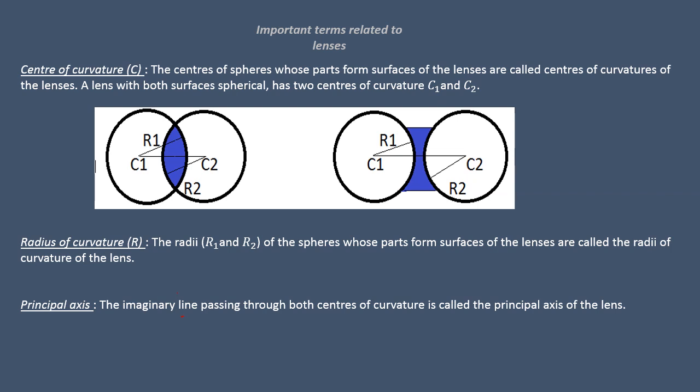But here we can define the principal axis as the imaginary line that passes through these two centers of curvature, correct? If I draw this line like this, which passes through both the centers, then it is called the principal axis. The line which passes through both the centers of curvature is called the principal axis. The imaginary line passing through both centers of curvature is called the principal axis of a lens. I hope you are clear.